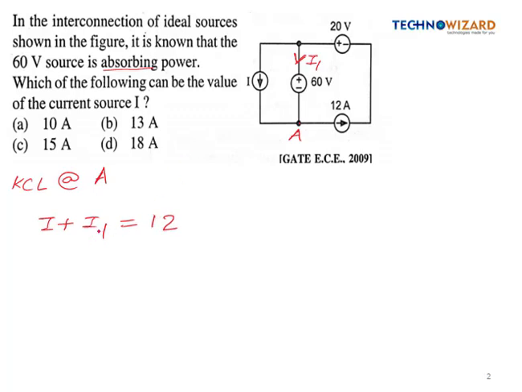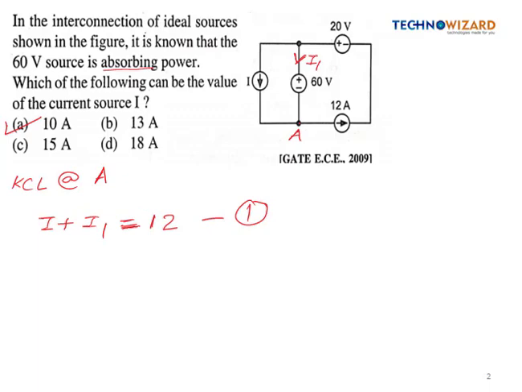So see here, the sum of both the currents should be equal to 12. It means both the current I and I1 values should be less than 12. Then only this equation will be satisfied. So see the options. In options B, C and D, the values are greater than 12. So this equation will not hold. So the correct option is A, because when current source I value is 10, then only this equation will hold. So for this question, option A is correct.